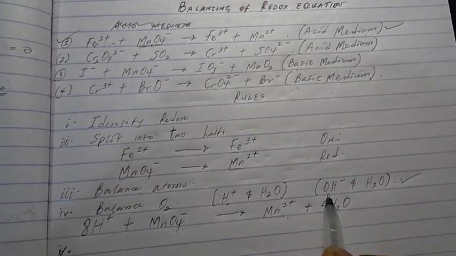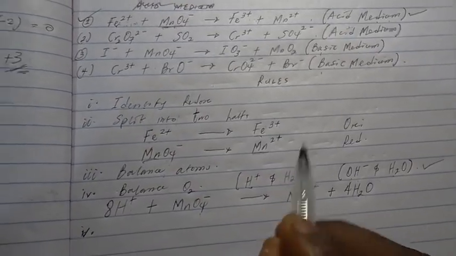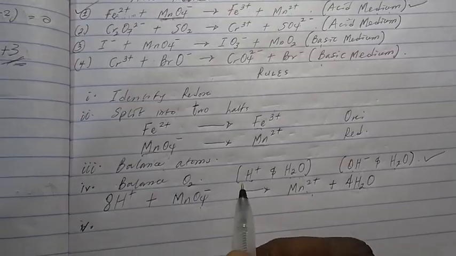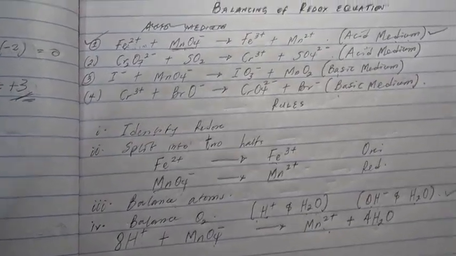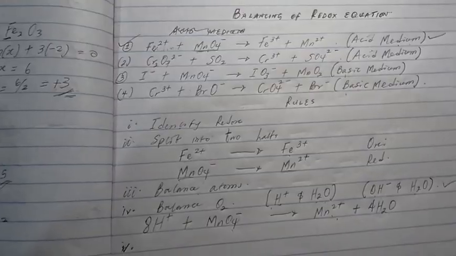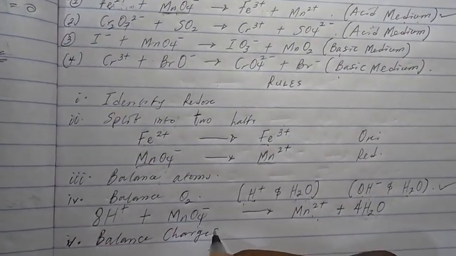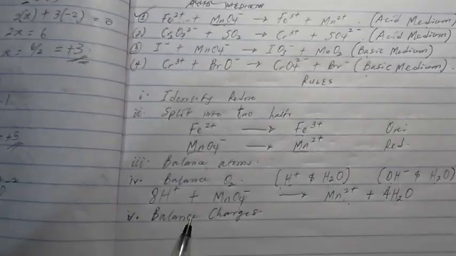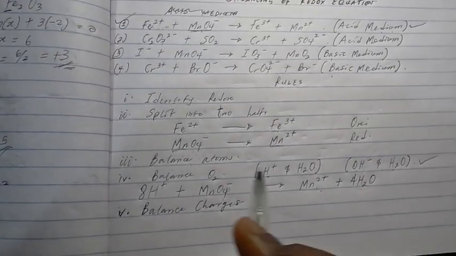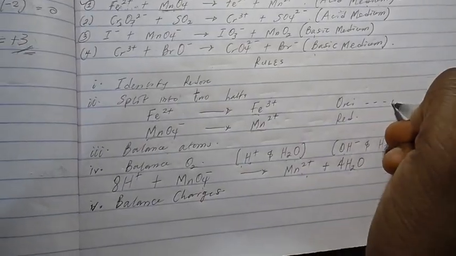So in basic medium, you add hydroxyl ion and water. In acidic medium, you add water and hydrogen ion. Is that clear? So for number 5 now, the rule is that you now balance charges. So let's balance charges. That's for number 5. So we want to balance charges. Now, in order to balance charges, you look at this first equation. Let's call this equation 1.